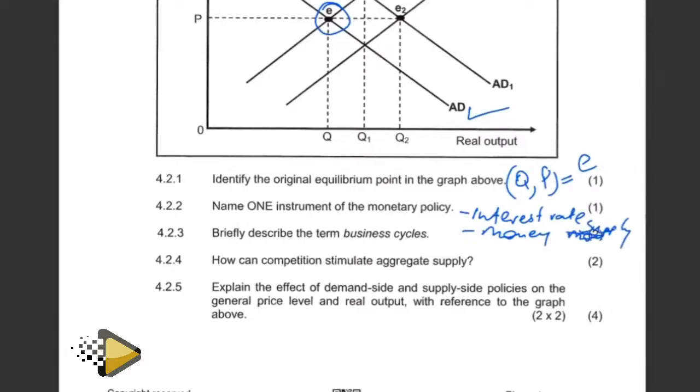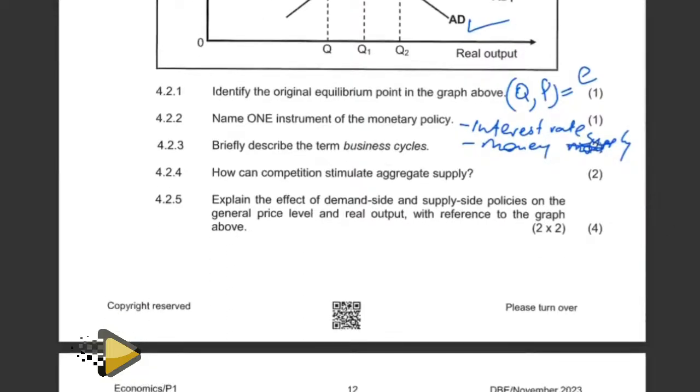Okay, so now let's move on to the next question, where we have the business cycle. The moment we talk of the business cycle, we refer to fluctuations of the business activities, or upswings and downswings of economic activities.